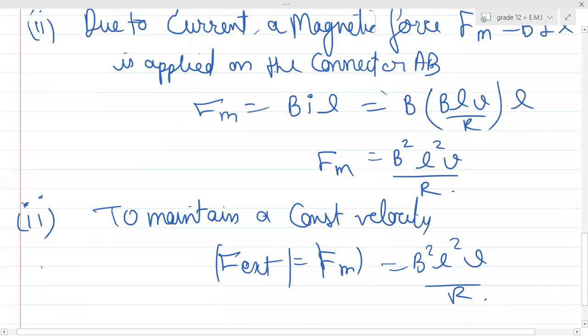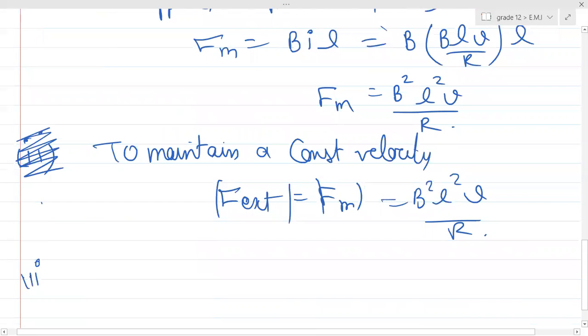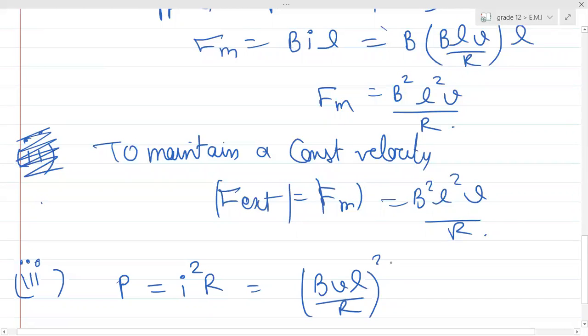Yes, sir. Now third part is what? Third part is basically what is the power delivered to the external resistance. The power will be equal to I square into R. So I will be equal to VLB upon R, square, into R. So when you do this, it will be V square L square.